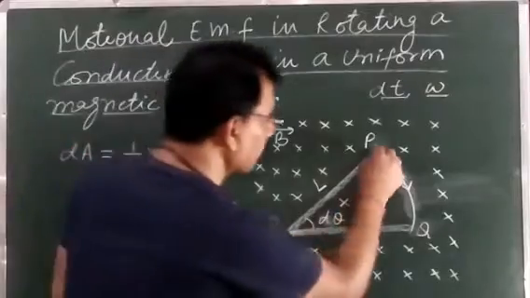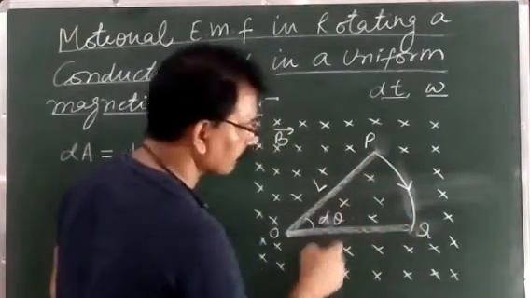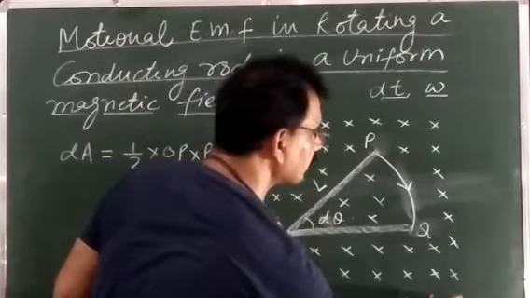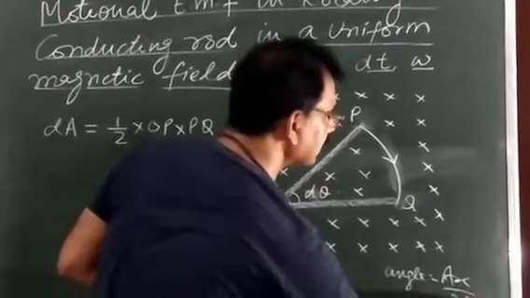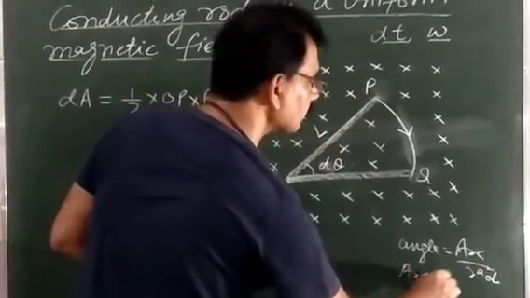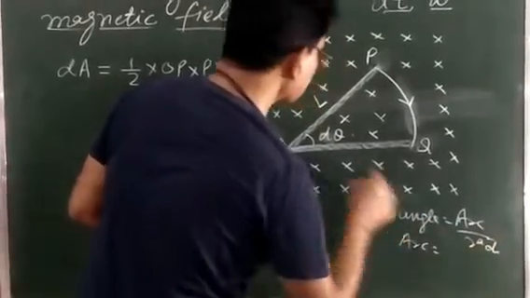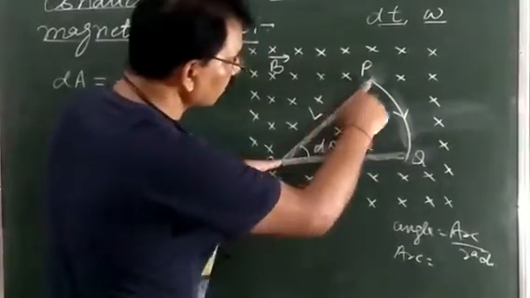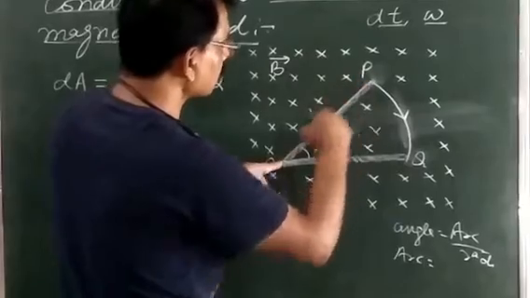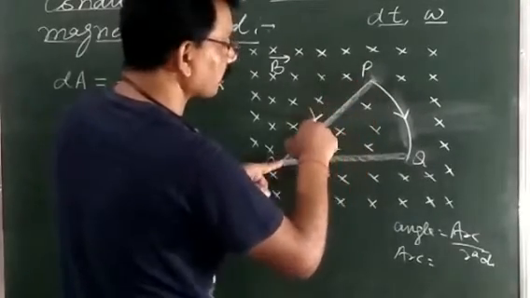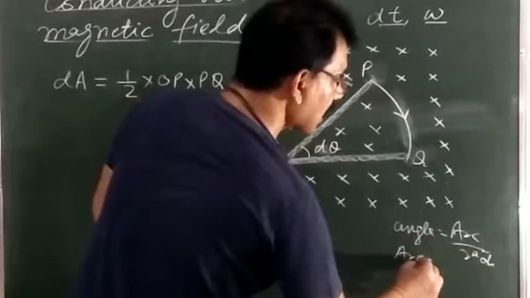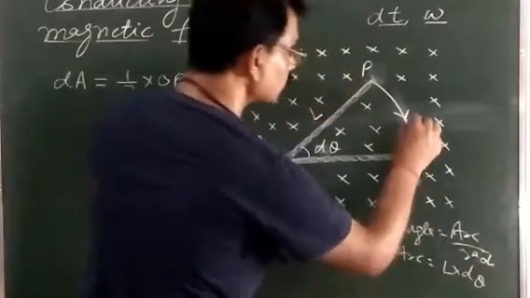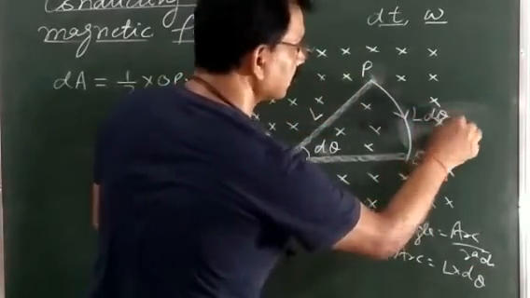Now a question arises: what is PQ? PQ is in the form of an arc, and you all know angle is equal to arc upon radius, so arc is equal to angle into radius. The angle is d theta. When it rotates about the point O, the radius of this circular path is OP, which is equal to L. So the arc is L into d theta.